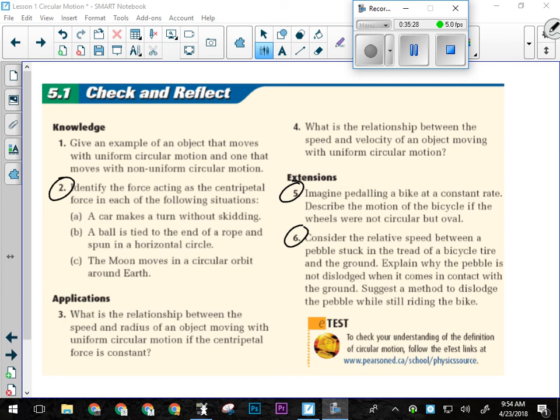All right, question number 5. If I'm pedaling a bike at a constant rate, describe the motion of the bicycle if the wheels were not circular, but oval. So in an oval, the radius of the circle, well, because it's not a circle, is changing. It's not constant. All right. So what happens to your speed? Is your speed constant if your wheels are oval? No, you're going to speed up and slow down, speed up and slow down, speed up and slow down because your wheels aren't round. Okay.